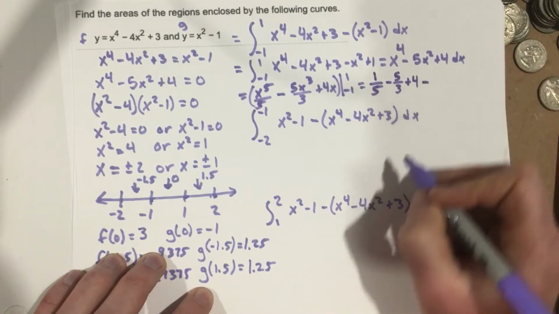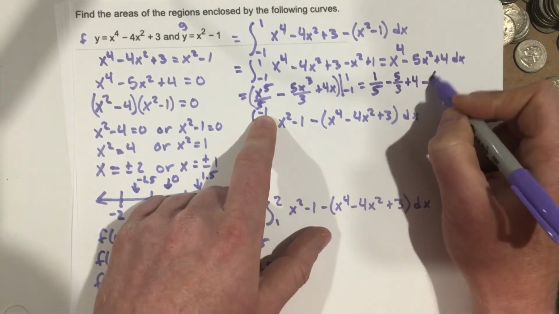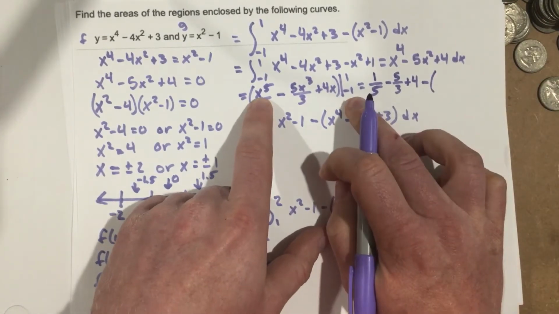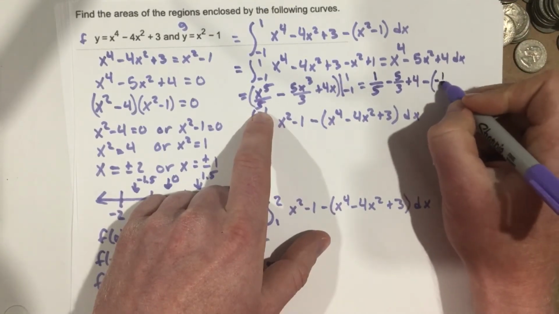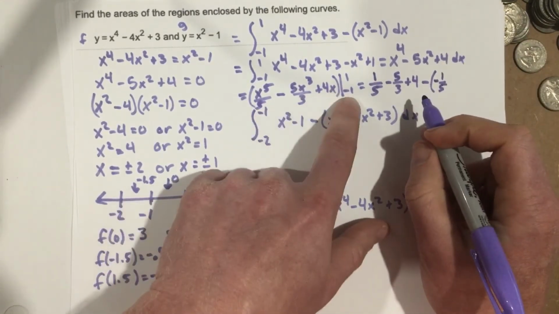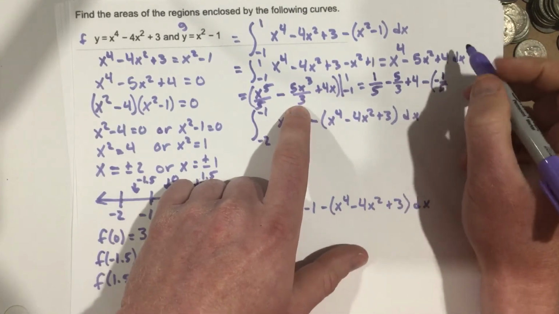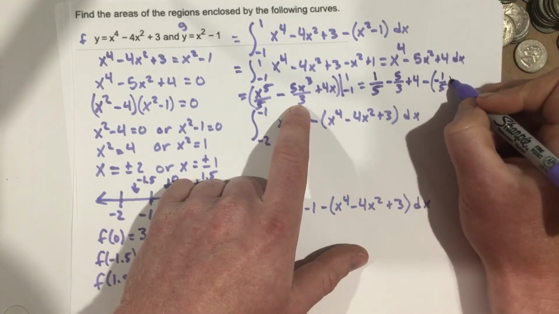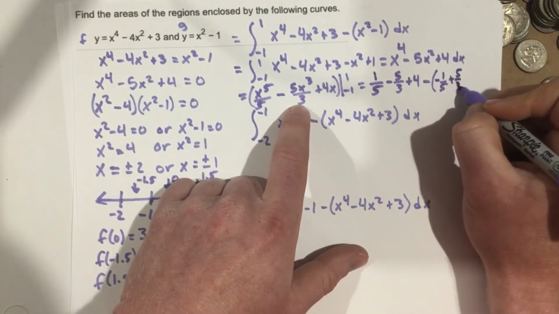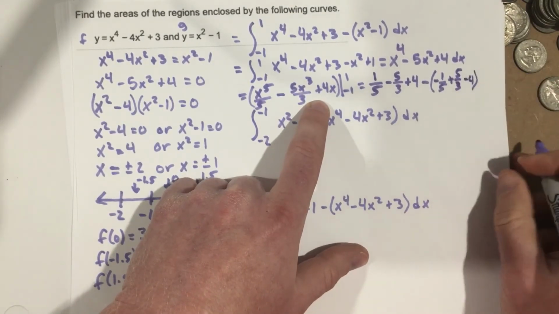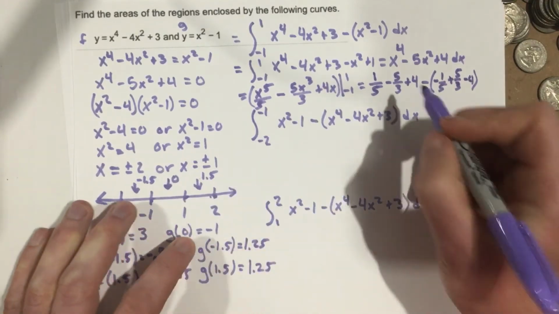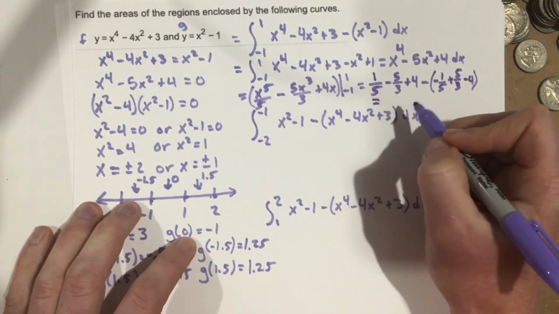And then minus, I'm just going to get the negative versions of what I just got when I plug those in. So I'm going to get -1/5. Plug in -1 here, I'm going to get +5/3. And then -4. And all that's going to equal, plug all that in the calculator.